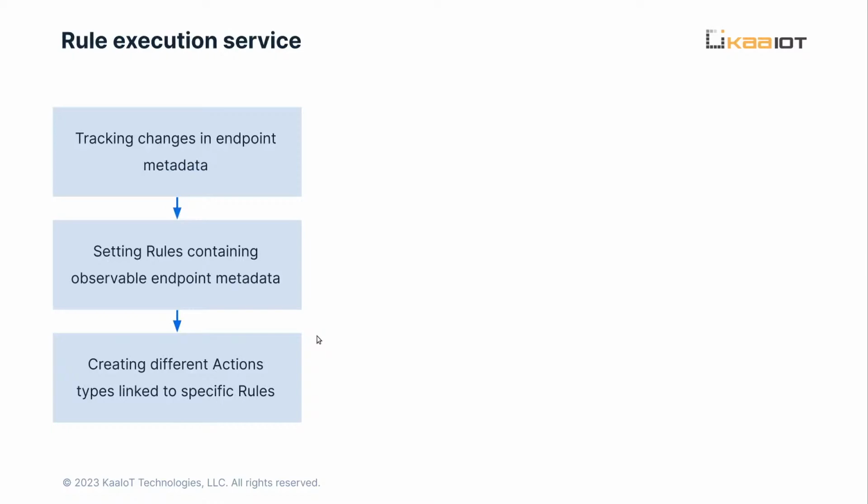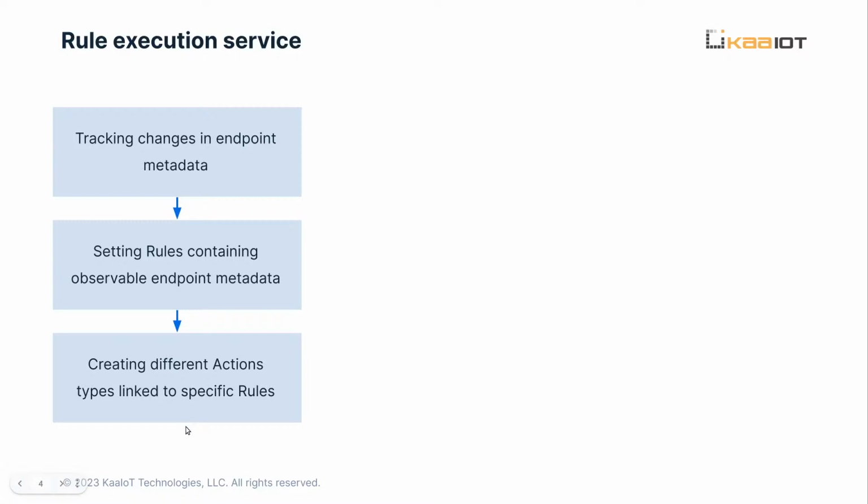The rule execution service is currently in active development and offers the following features: tracking changes in endpoint metadata, setting rules that can be logical expressions containing observable endpoint metadata, and creating different types of actions linked to specific rules and executed when the logical expression within the rule evaluates to true.